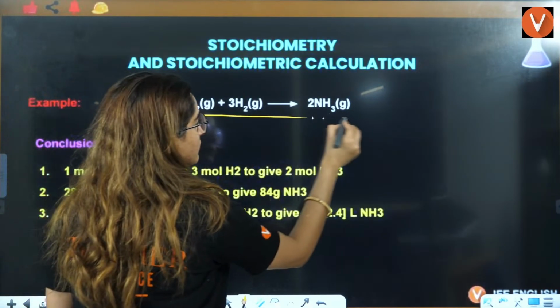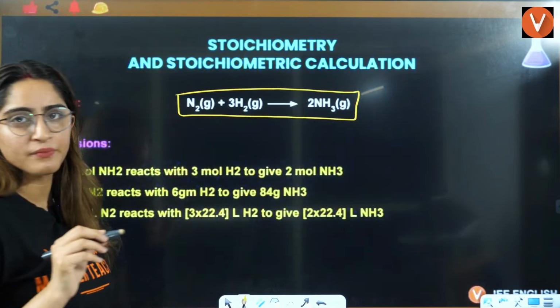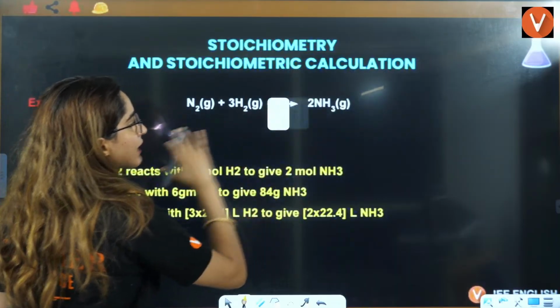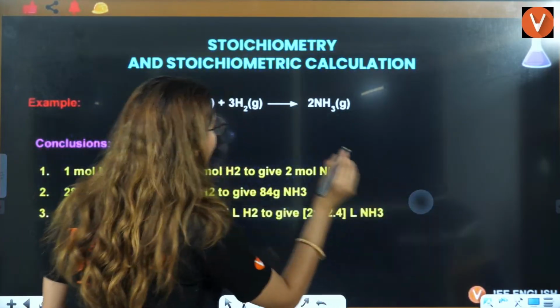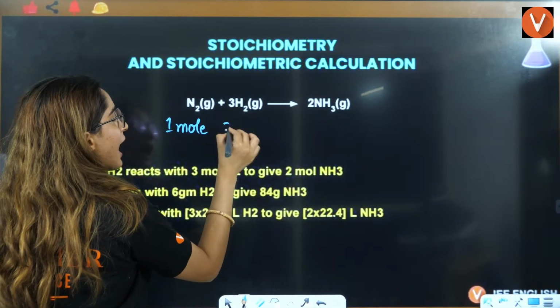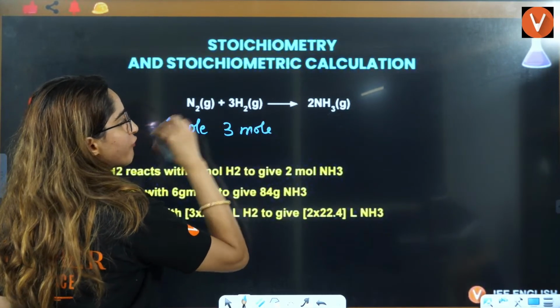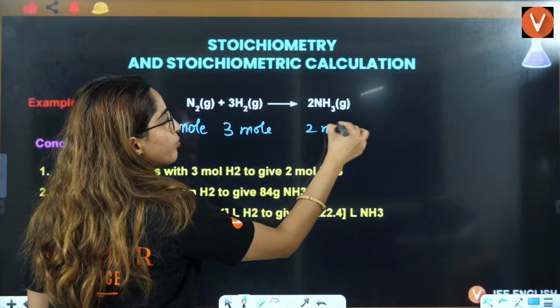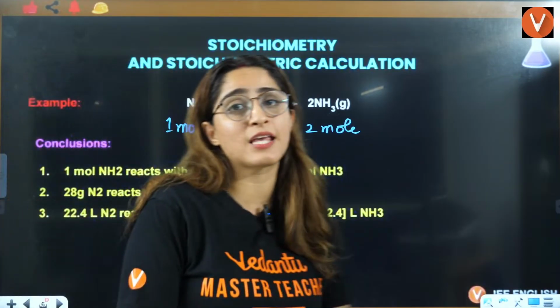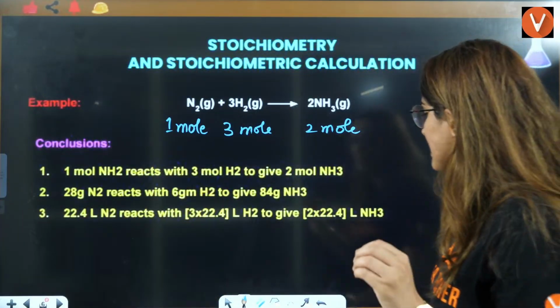You have this reaction. What all things is it explaining to you? It is explaining that 1 mole of N2 reacts with 3 mole of H2 to give 2 mole of NH3, right? In terms of mole, it is giving you the moles here.